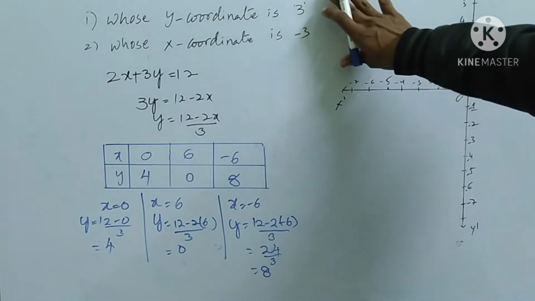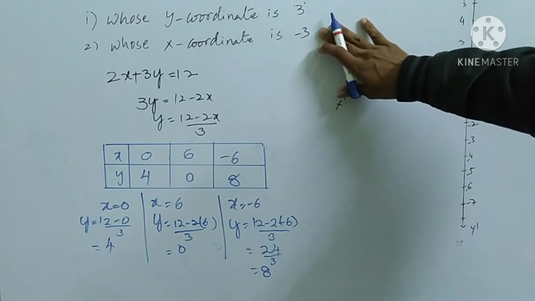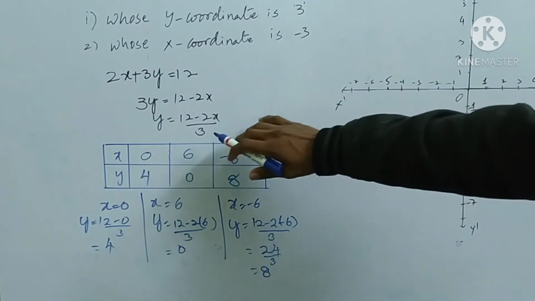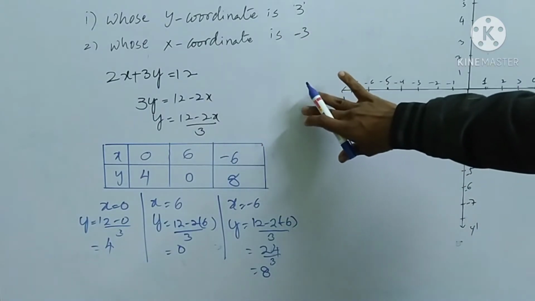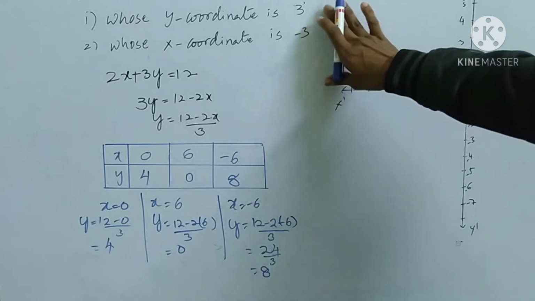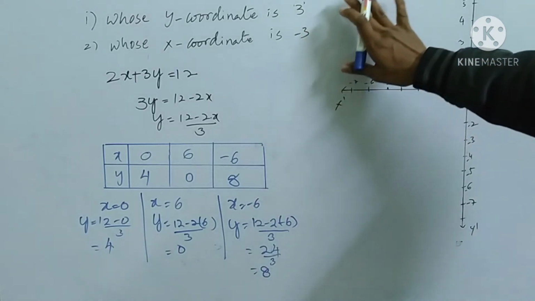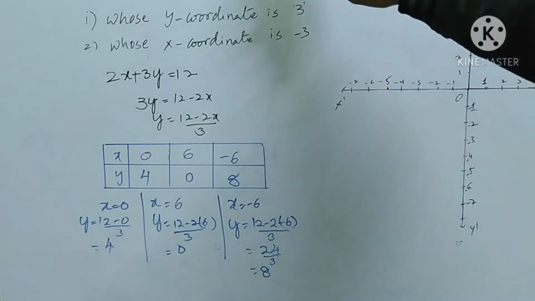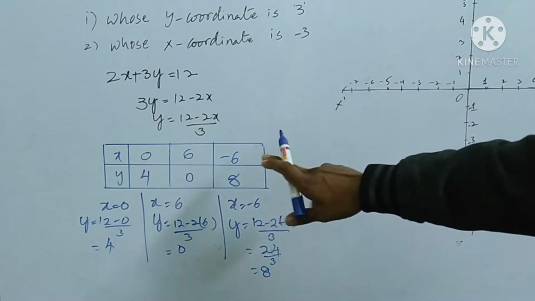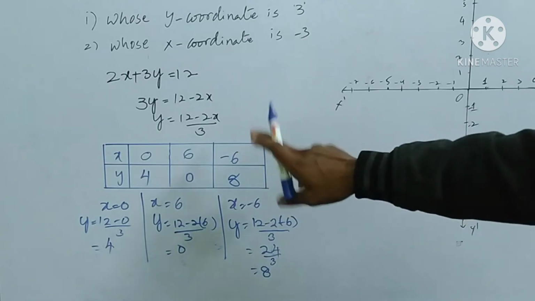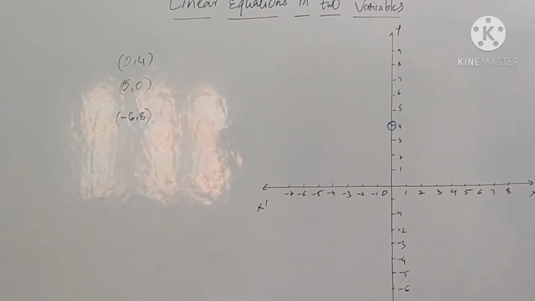Here 3 and minus 3 are also factors of 3 when substituting instead of x. But I don't like to take x is equals to 3 and minus 3. Here my intention is finding the solutions from the graph. That's why I have to take x is equals to 0, 6, and minus 6.